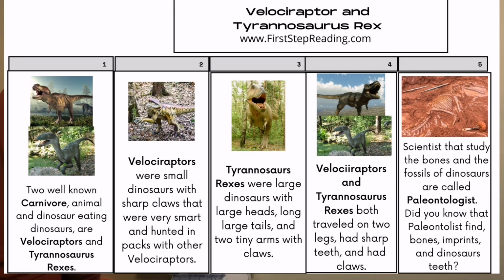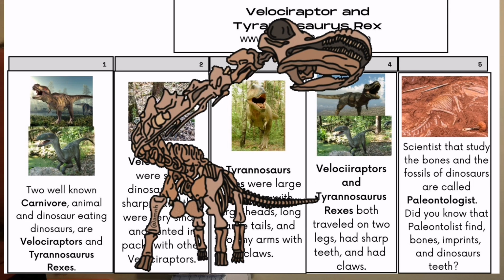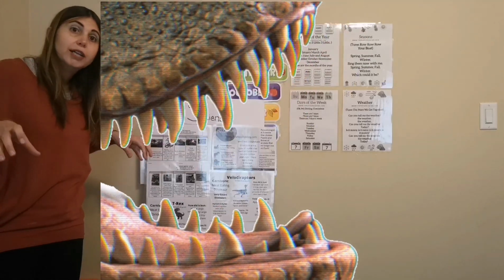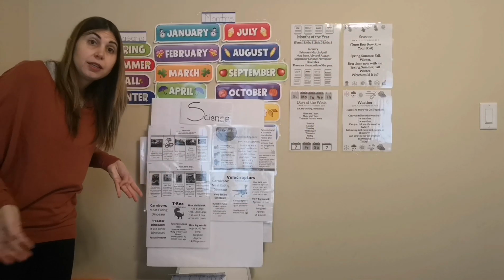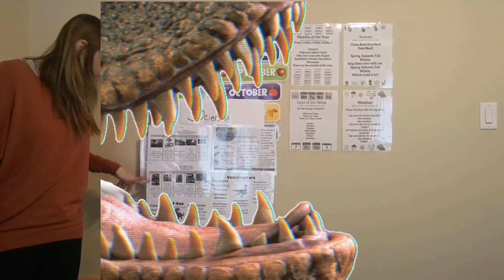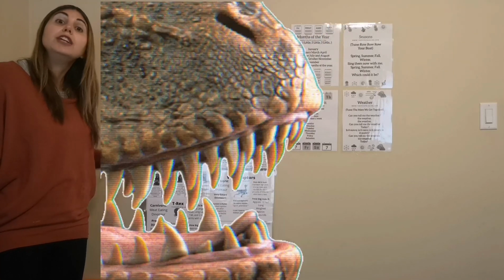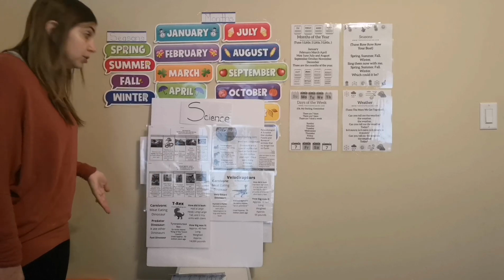Scientists that study the bones and fossils of dinosaurs are called paleontologists. Did you know that paleontologists find bones, imprints, and dinosaur teeth? Something interesting is they both had sharp claws and they both had sharp teeth. Do you want to know why they had sharp teeth? It's because they ate animals and dinosaurs, and they needed sharp teeth in order to do that.